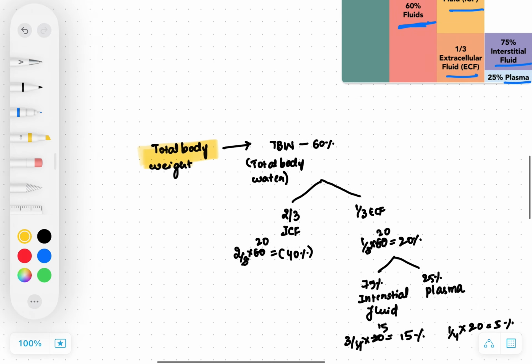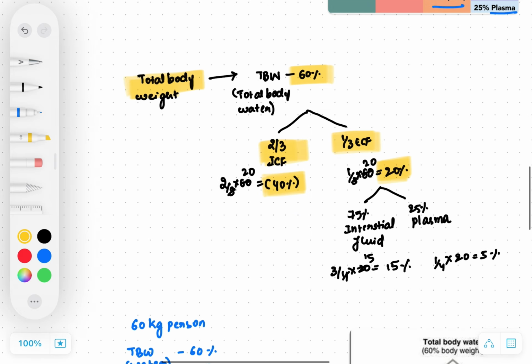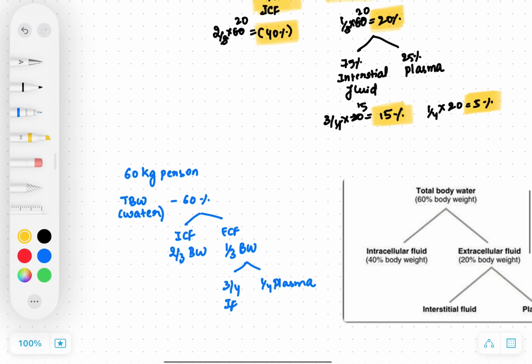So out of total body weight, 60% is water. Two-thirds is intracellular fluid: 2/3 of 60% is 40%. One-third is extracellular fluid: 1/3 of 60% is 20%. Out of that 20%, 75% is interstitial fluid, that is 3/4 of 20%, which is 15%, and plasma is 1/4, that is 5%. So 15 plus 5, 20% is ECF and 40% is ICF.